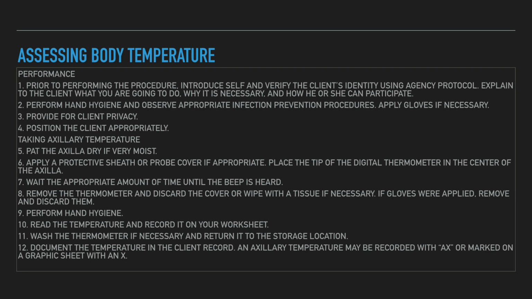Then, remove the thermometer and discard the cover or wipe with a tissue if necessary. Next, read the temperature and record it on the worksheet. If the temperature is obviously too high, too low, or inconsistent with the client's condition, recheck it with a thermometer known to be functioning properly. Wash the thermometer if necessary and return it to the storage location. Last, document the temperature in the client record. A rectal temperature may be recorded with an R next to the value. An axillary temperature may be recorded with AX or marked on a graph sheet with an X.